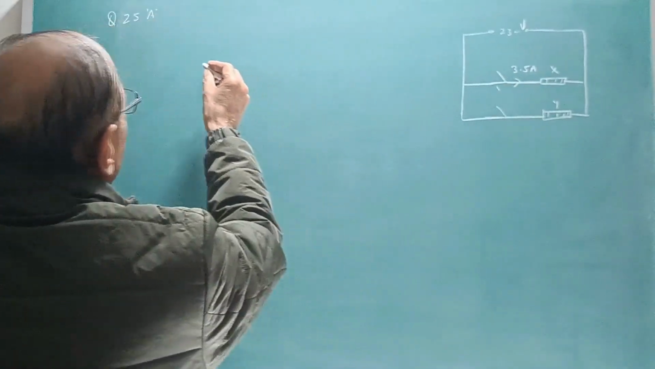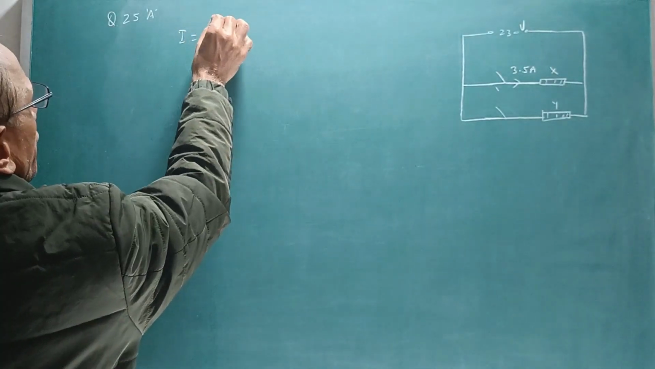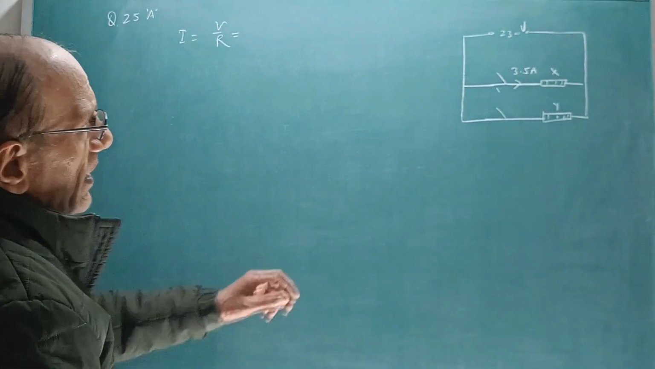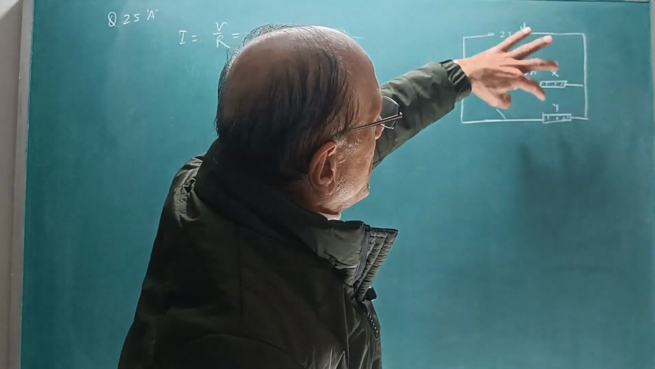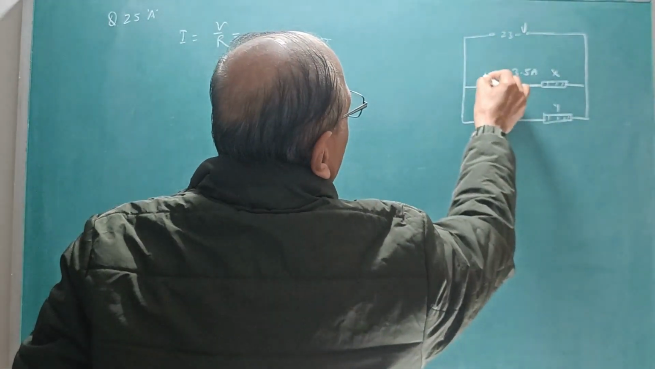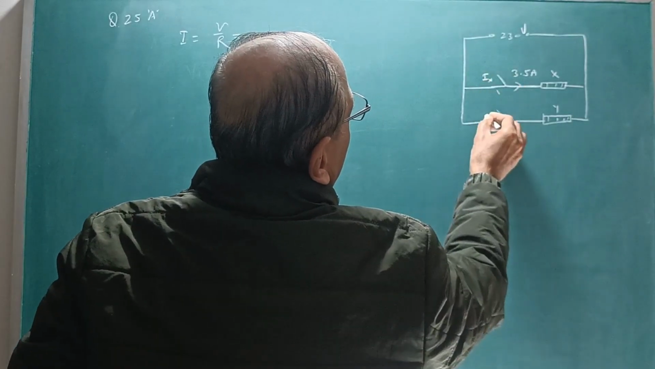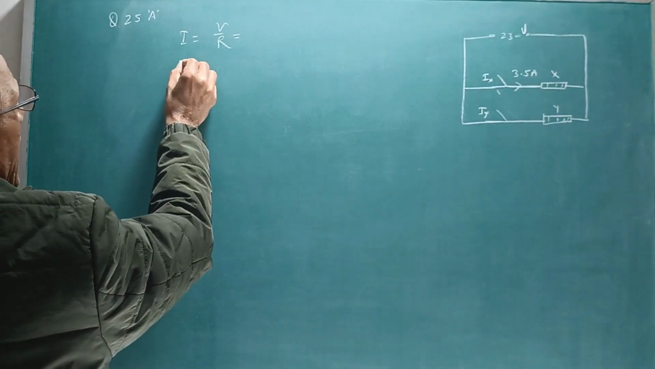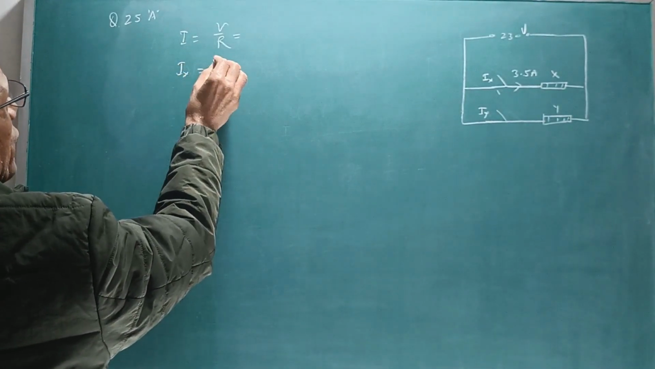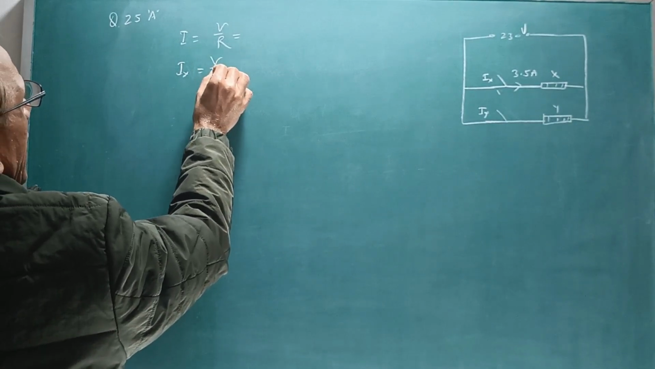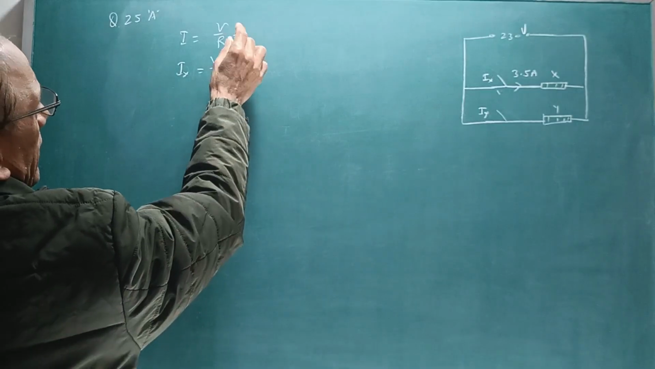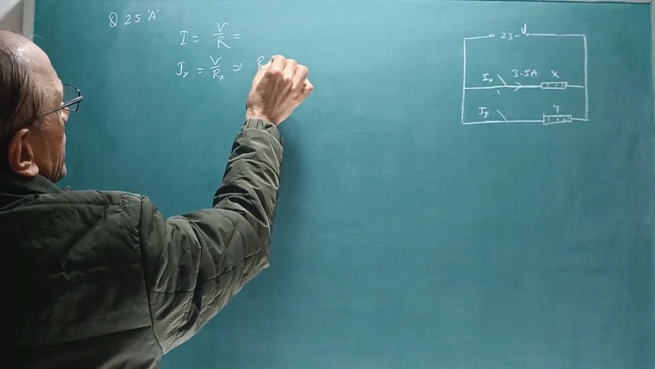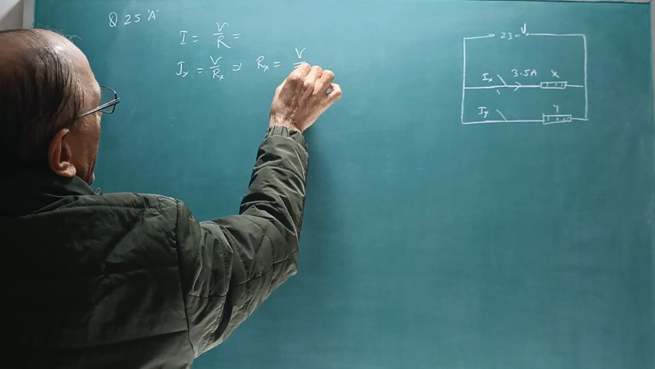Means we know I equals V by R. So in parallel the potential remains the same, and here the current will be Ix and here will be Iy. So Ix equals V by Rx. V is the same, so we can say Rx will equal V by Ix.